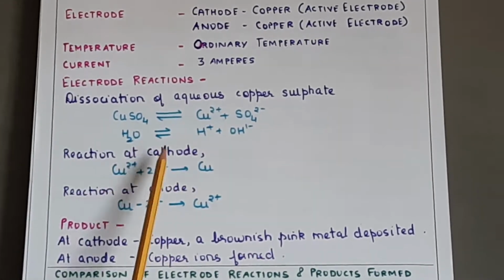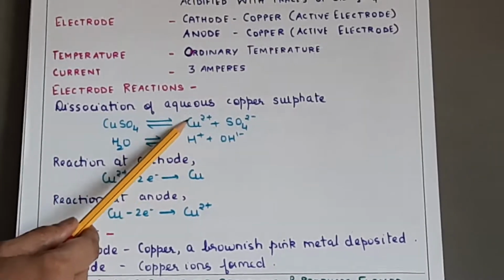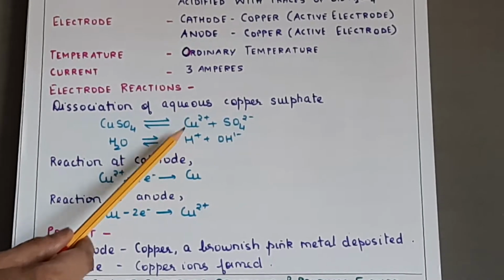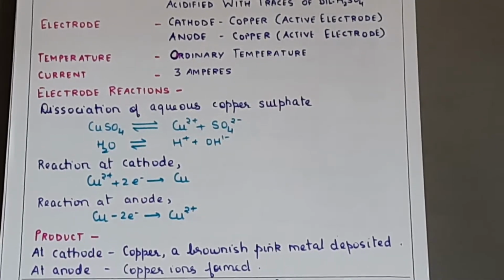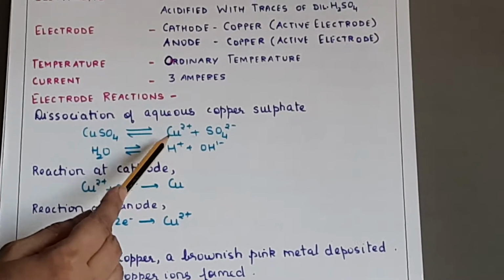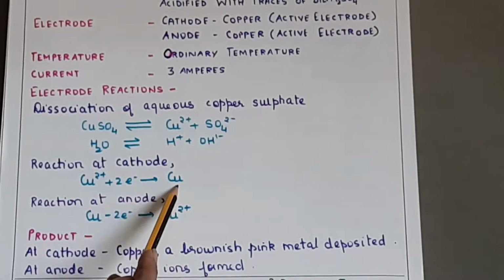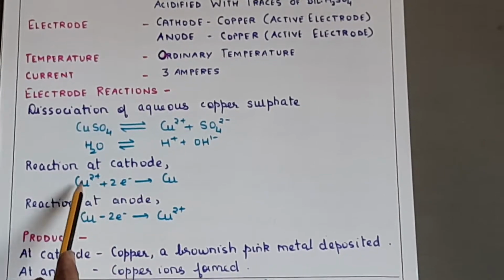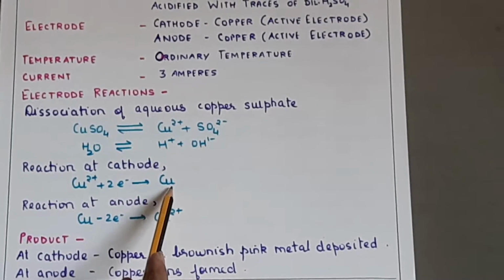So what will be the reaction at cathode? Now you are having two types of cations here. Copper ions are there and H plus ions. Now which are occupying lower position in the electrochemical series? Yes, very good. Copper ions, right. So copper ions will get preferentially discharged as neutral atom at the cathode. Okay, so copper ions will gain electrons and you are getting metallic copper at the cathode.